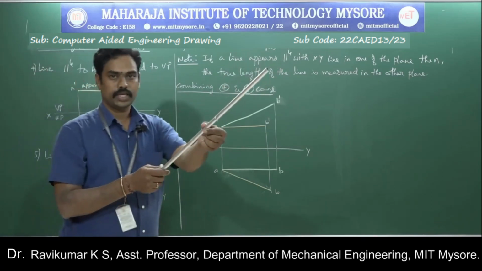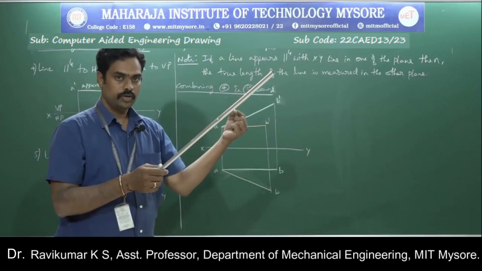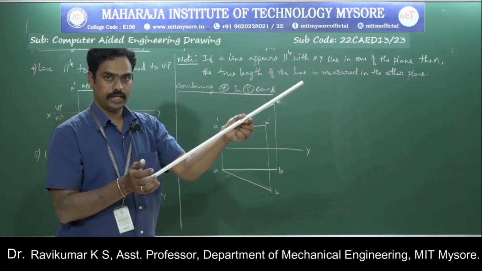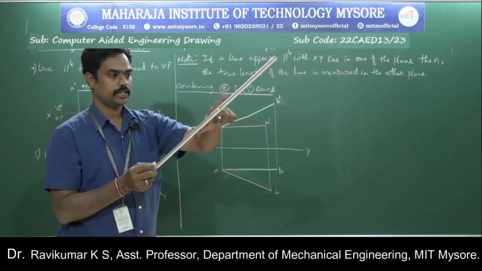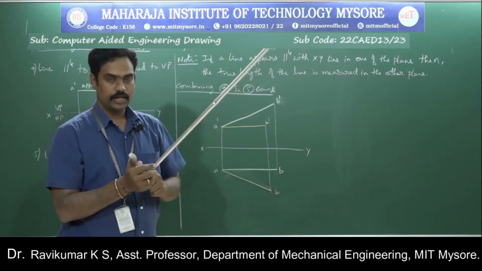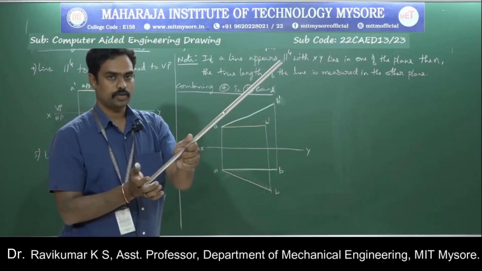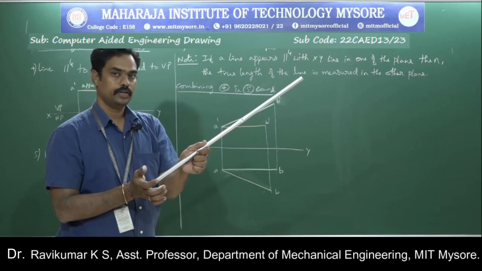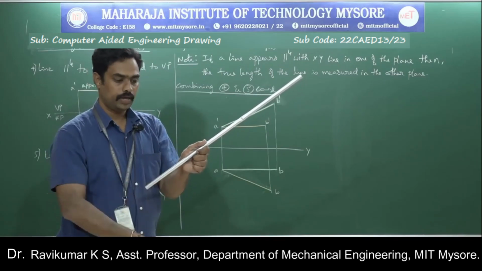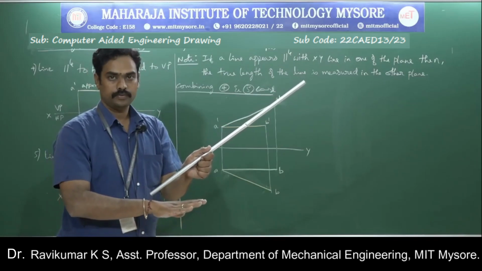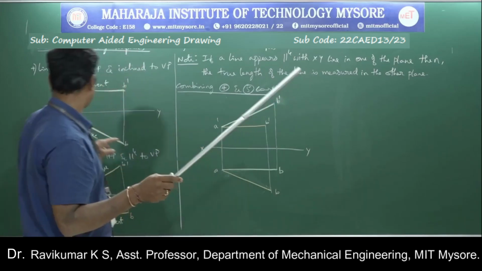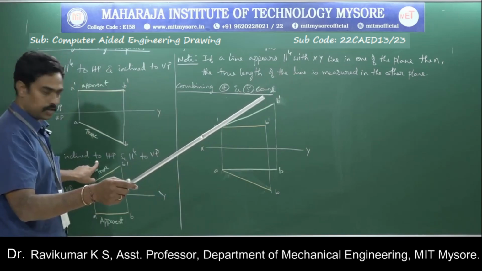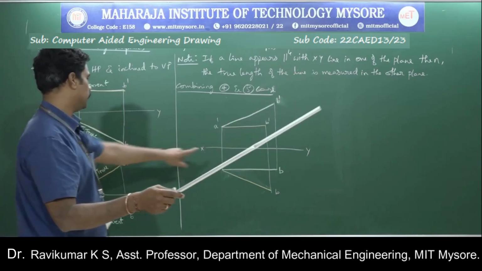Now I am just taking off the inclination with respect to VP. I am rotating this line with the radius equal to the length of the line, and the center as this point. So I am making this parallel to VP and inclined to HP. Okay. So this is the case of a line inclined to HP and parallel to VP. So this is written here.